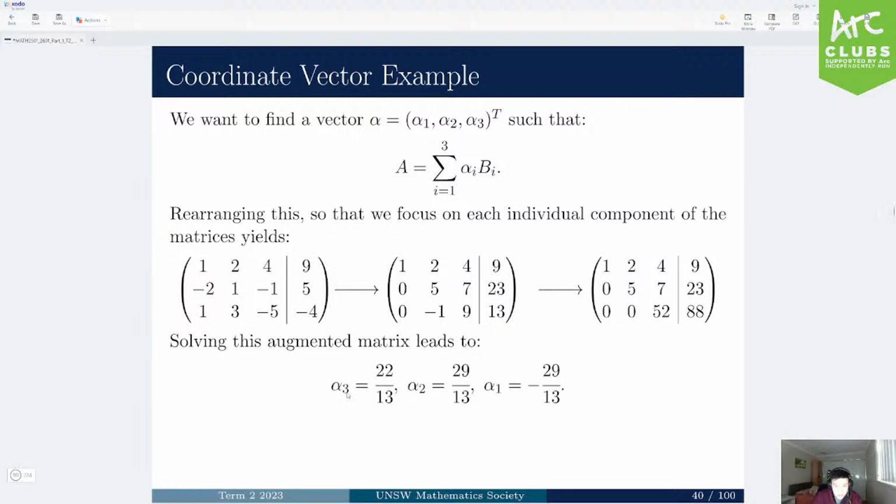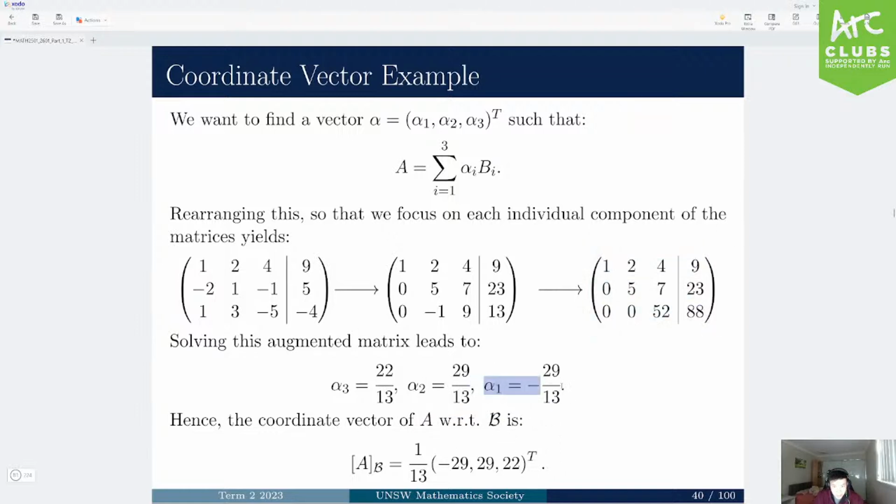And again, solving this would result in alpha 3 is 22 on 13, alpha 2 is 29 on 13, and alpha 1 is minus 219 on 13. Okay? And to write the coordinate vector of A with respect to the basis, we just order it such that we write alpha 1 in the first component, alpha 2 in the second component, and alpha 3 in the third component. Okay?